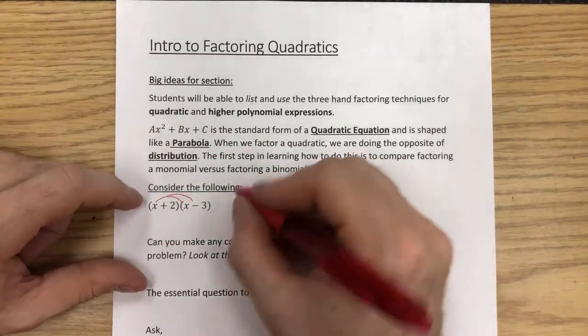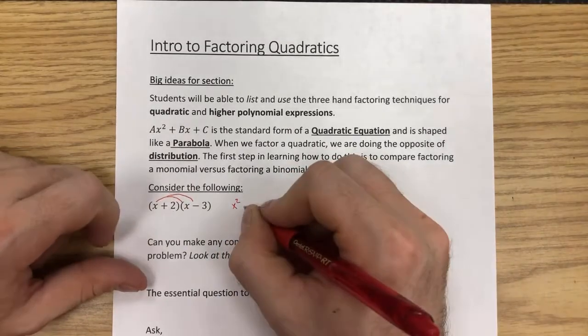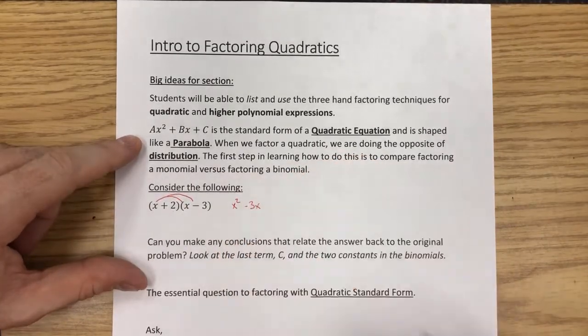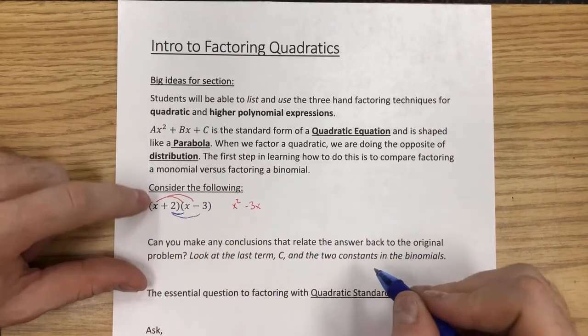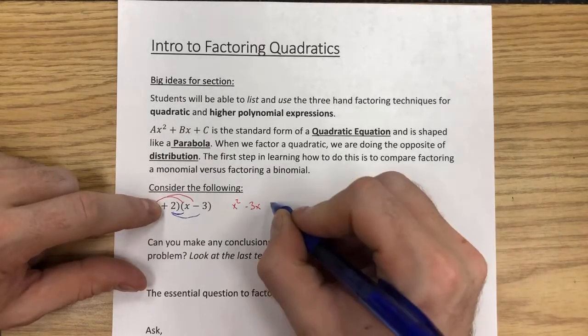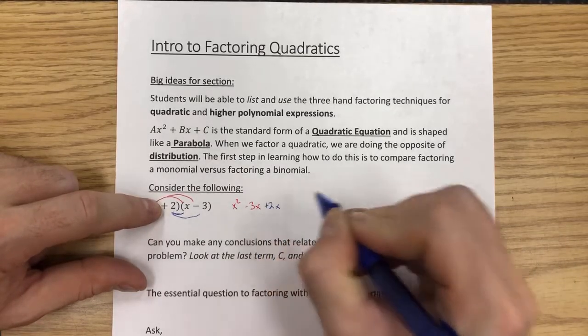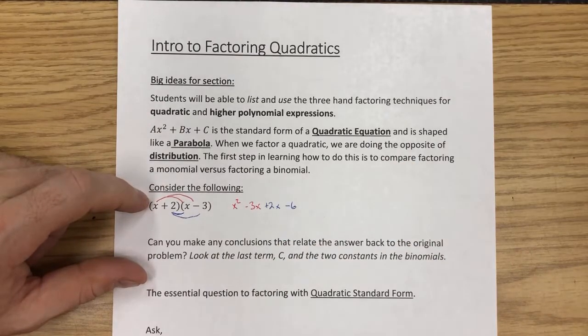X times x would give us an x squared. X times -3 would give us a -3x. We know that the 2 would also be multiplied times both of these terms. So not only am I multiplying x, but I'm also multiplying 2. So 2 times x would give us a 2x. 2 times -3 would give us a -6.